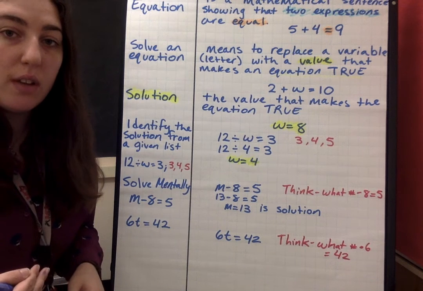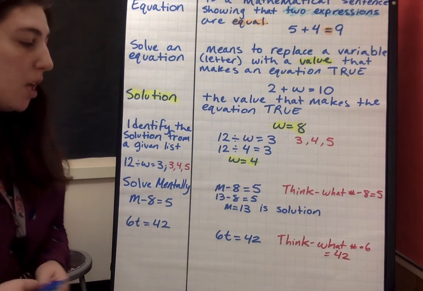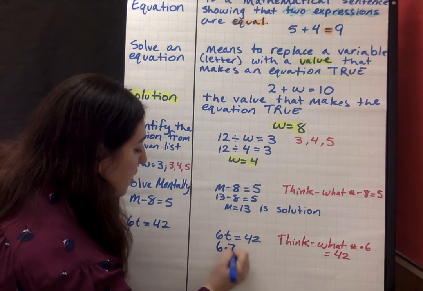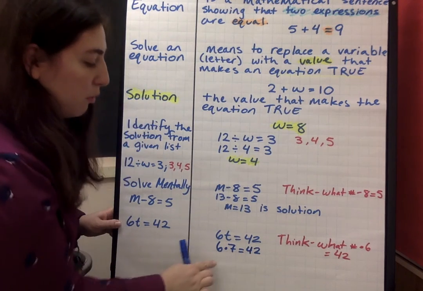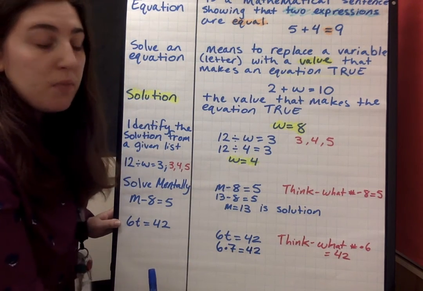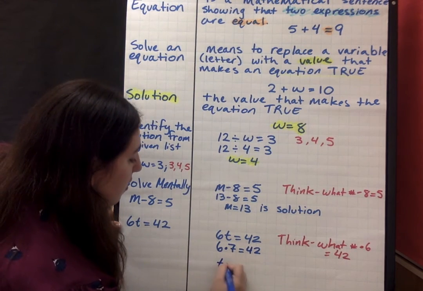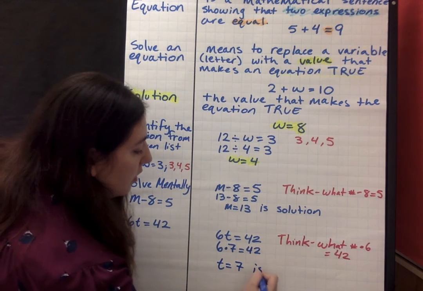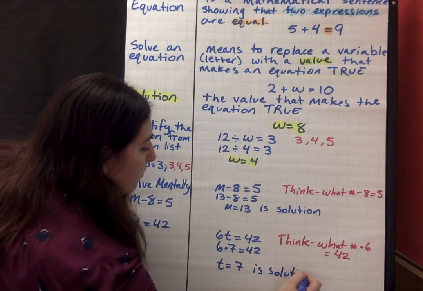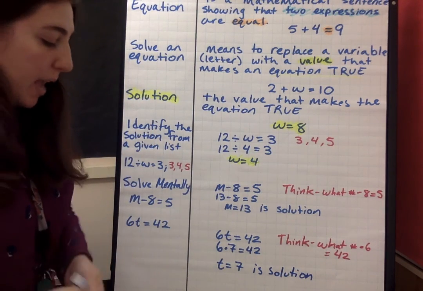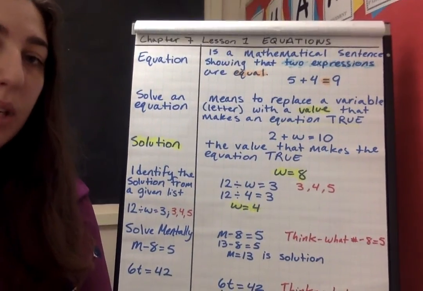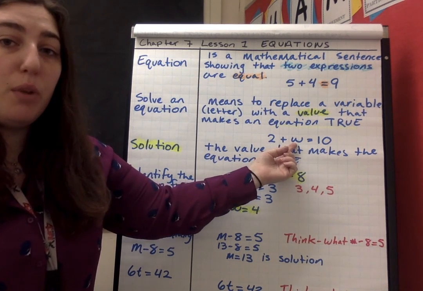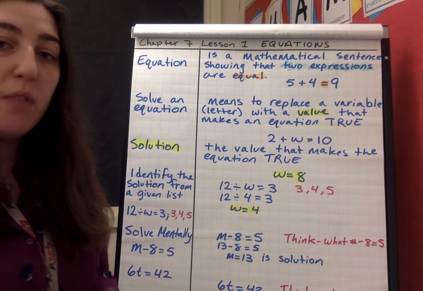And if you need, you can look at your multiplication fact chart. But if you know it off the top of your head, you might know that 6 times 7 equals 42. Remember, this dot means that we're multiplying. So then t equals 7, and this is our solution. t equals 7 is the solution. Okay, so I'm going to have you guys practice on your own, but I want you to be thinking: when you're solving, you're trying to find a value for the variable that makes the equation true. If you need any help, just let me know.